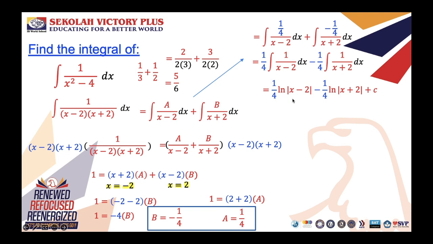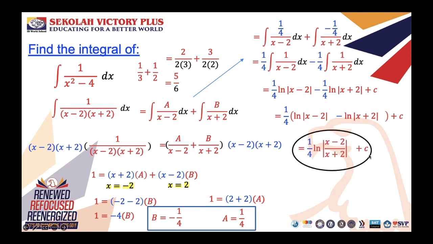Okay? So continuing, 1/4 is common, so we can factor it out. And according to the laws of logarithm, if you have this expression, this will just be the same as natural logarithm of x minus 2 over x plus 2. Review your laws of logarithm. Okay? And this is now the simplified form. And that's how we integrate using partial fractions. So just understand the idea of partial fractions, breaking it into two separate partial fractions, solving for the numerators, and then proceeding at finding their integral.